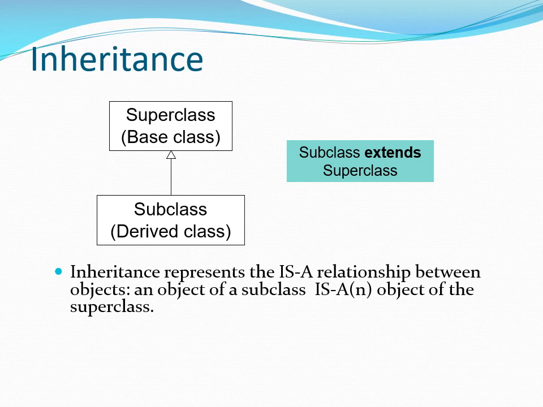I can have another subclass called, say, truck. I can have another subclass called bus, because all three of these are what? These are all vehicles. So a car is a vehicle, a truck is a vehicle, a bus is a vehicle. So the relationship between the subclass and the superclass is an "is a" relationship.